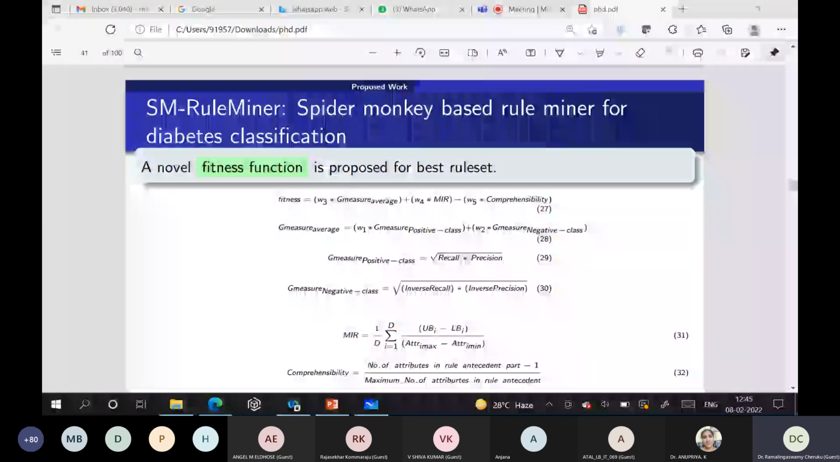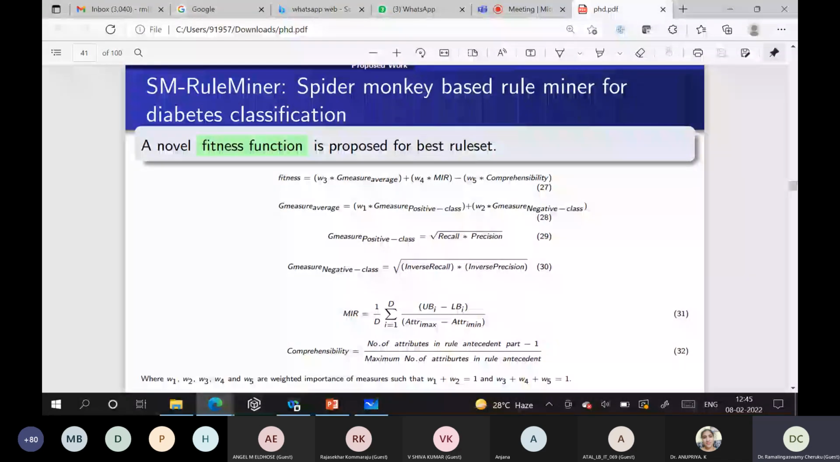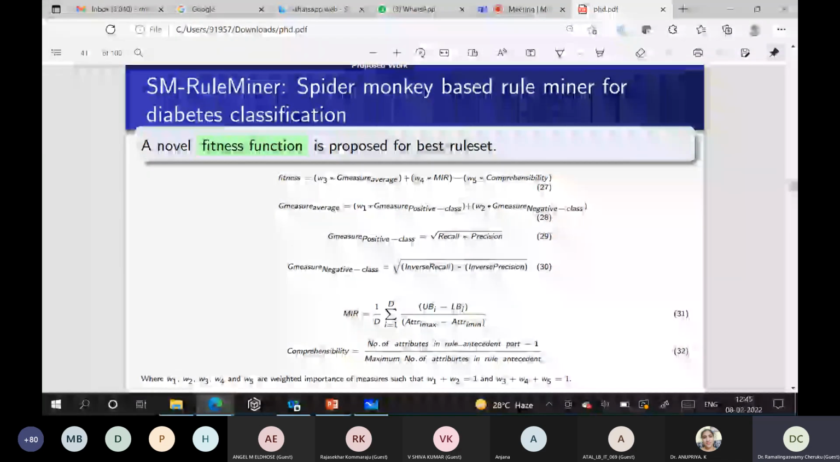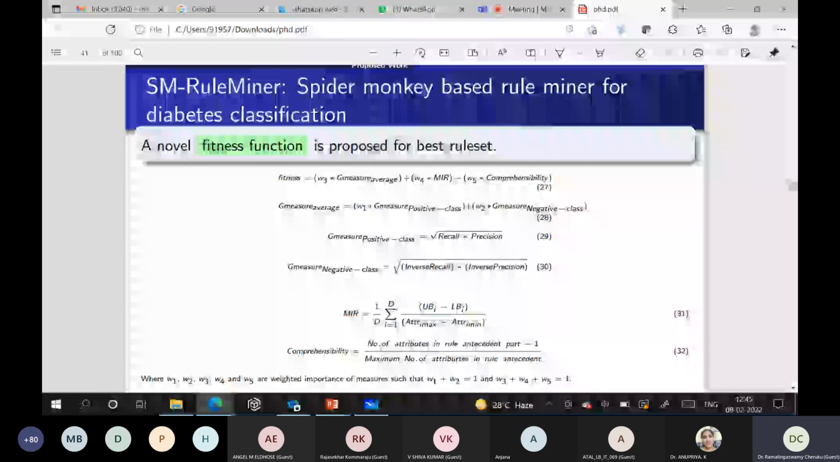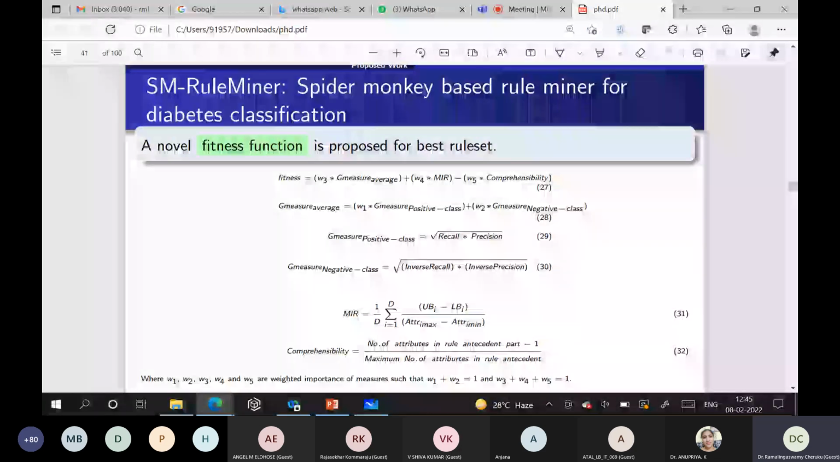So for that, we have chosen a fitness function that will balance both the positive class data and negative class data. We have defined the fitness function as a combination of three measures: geometric measure, mean interval rule length, and comprehensibility. The geometric measure is the geometric mean of the geometric measure of the positive class and the geometric measure of the negative class, and the geometric measure of the positive class is calculated using the recall.